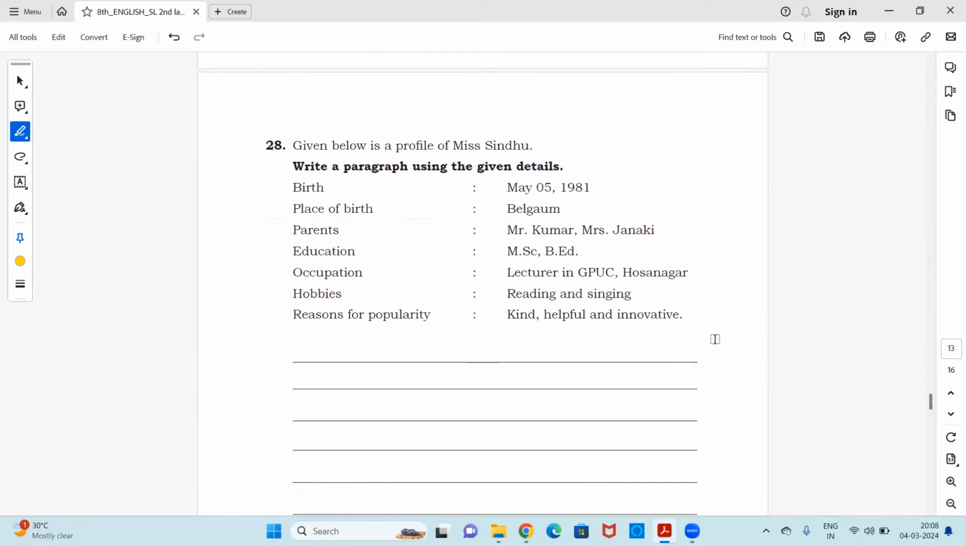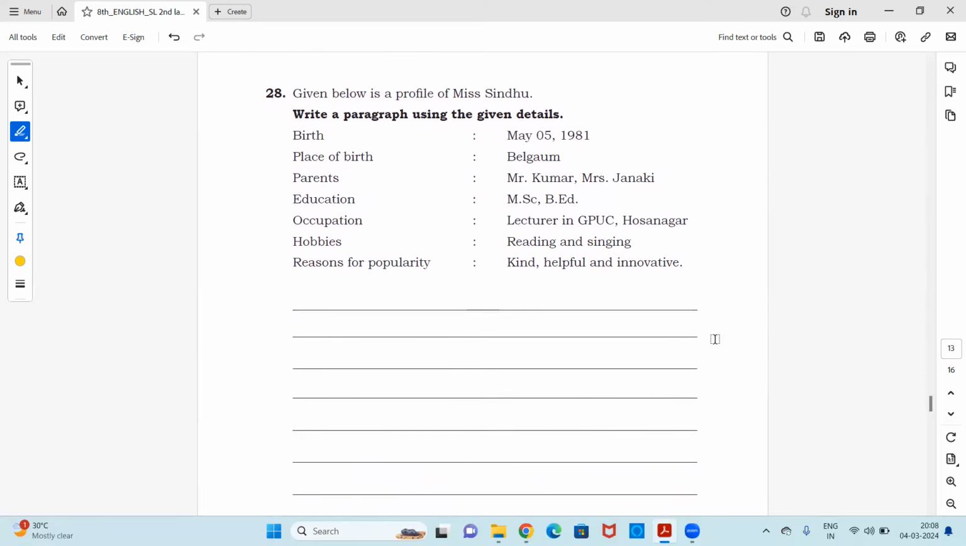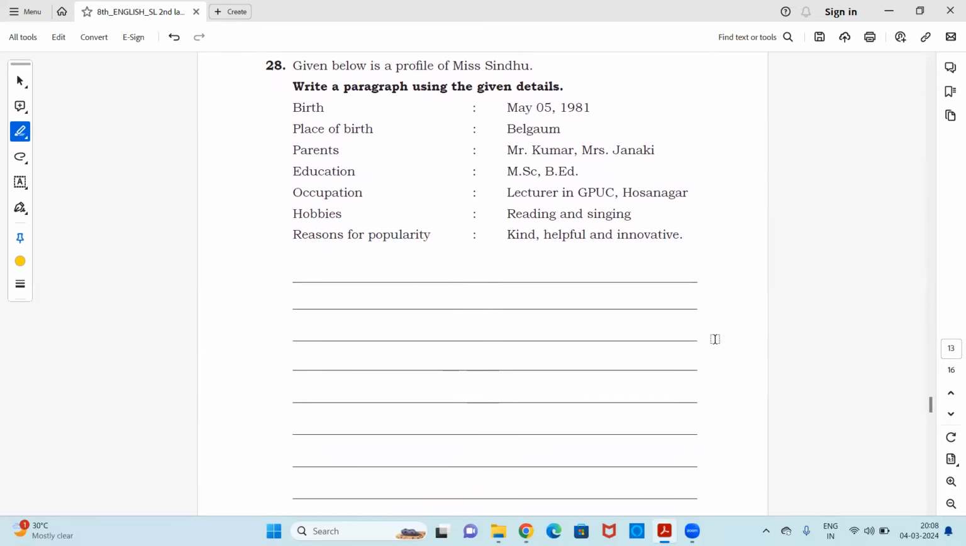Next, given below is a profile of Miss Sindhu. Write a paragraph using the given detail. So here, this is a bio data, you can say, or a detail or a profile itself, and you need to write the entire details of this person in a paragraph.